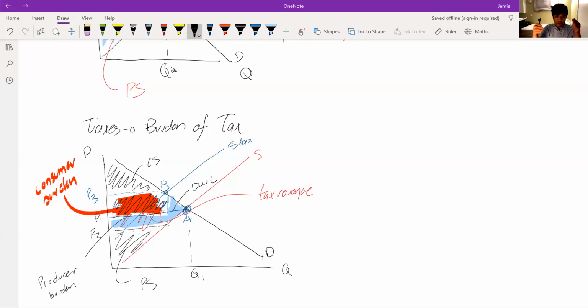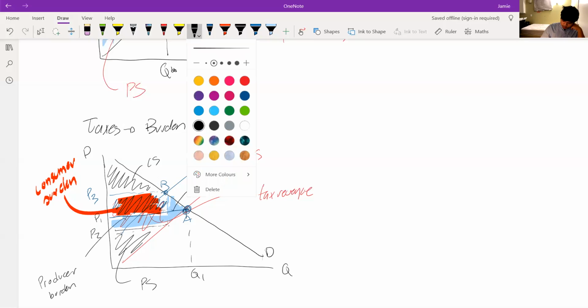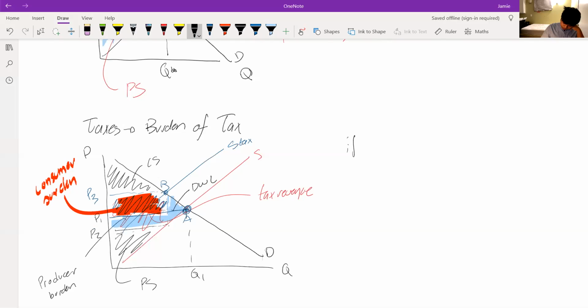And so the next part to this is what happens if the elasticities of the supply and demand curve differ. So I'll just focus on demand. If demand is more inelastic, tax burden falls on consumers.